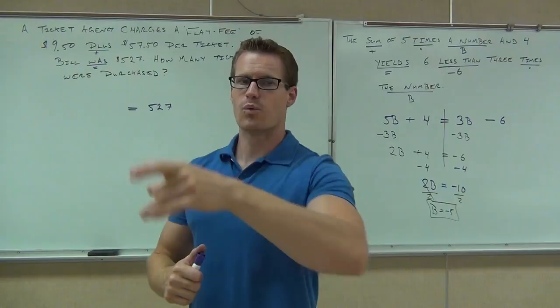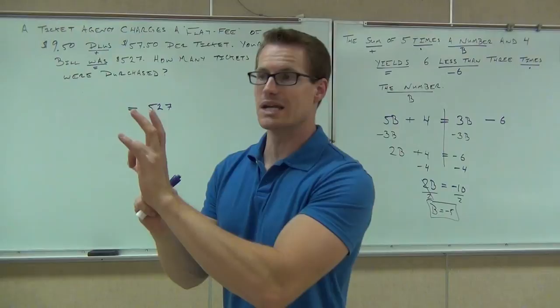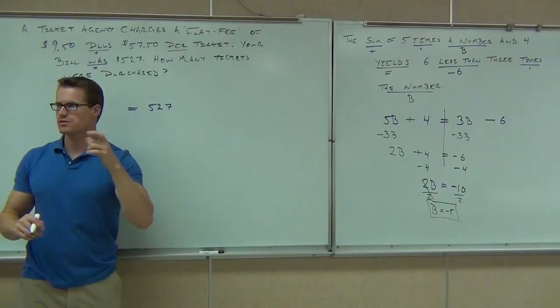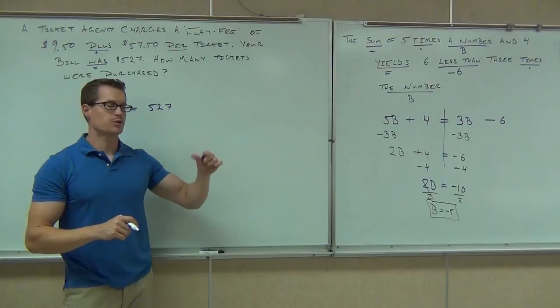That word per means multiplication. So if we're talking about per, it means per each ticket. So that word per is kind of important for us. What that means is that however many tickets I have, I multiply that by $57.50, and that's my cost for those tickets. Are you with me? So that per suggests for each ticket, or a multiplication part.